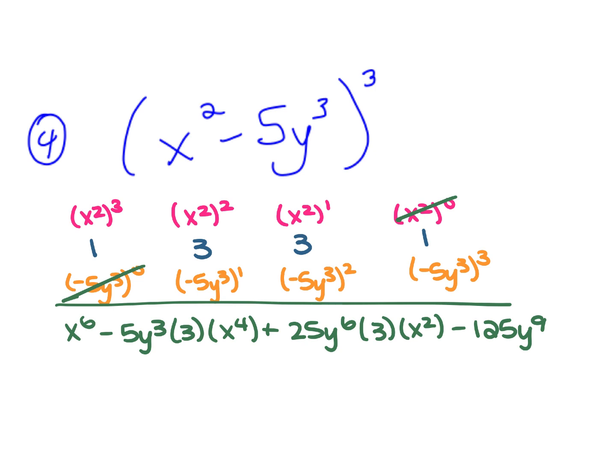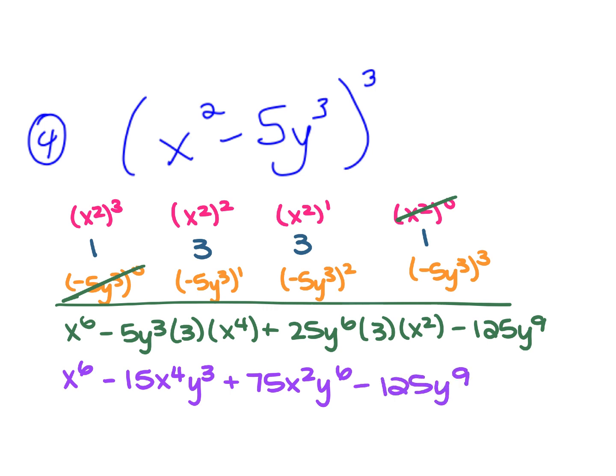So multiply whatever you have out. So to be x to the 6th power minus 15 x to the 4th power y cubed plus 75 x squared y to the 6th minus 125 y to the 9th.